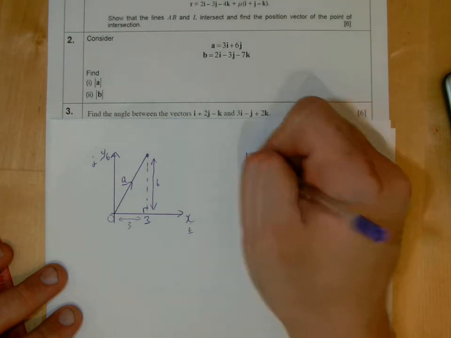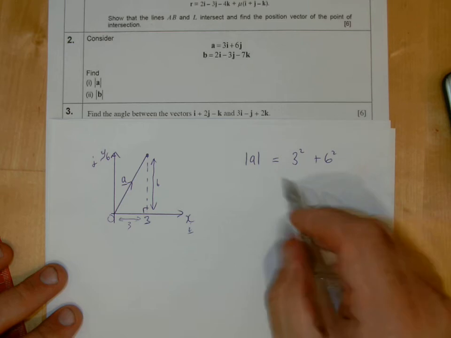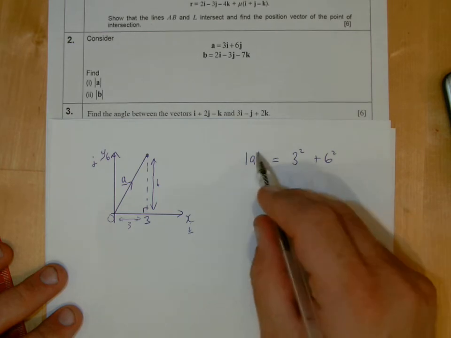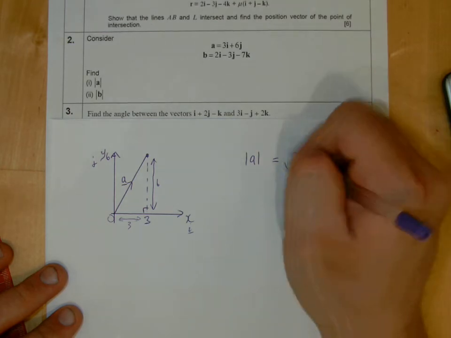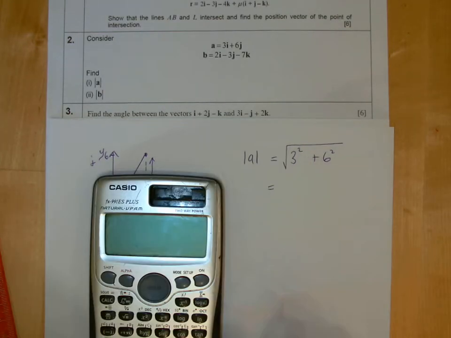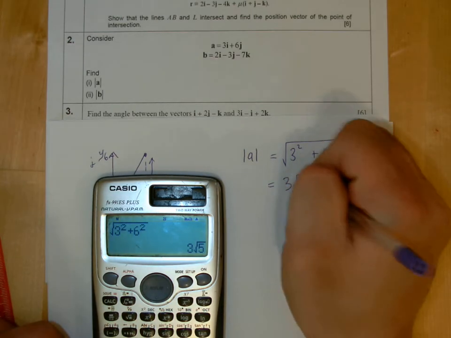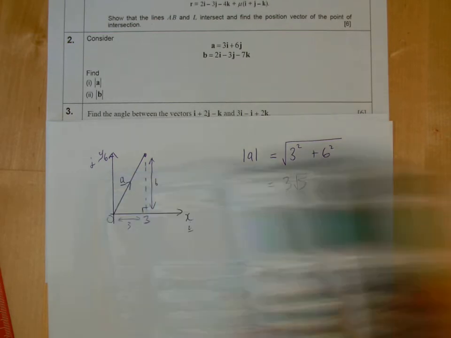So in that case, to get the size of A, you'd square the 3, you'd square the 6, add them, and then of course that would be A squared, and then we take the square root. So you're simply using Pythagoras' theorem. That's what's going on there. And you just get your calculator and 3 squared plus 6 squared, and that comes out to be 3 root 5.